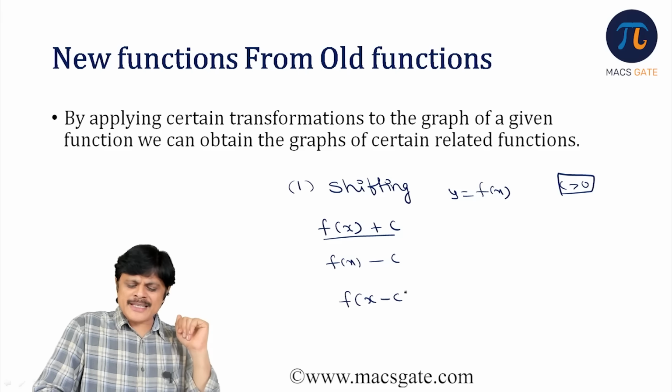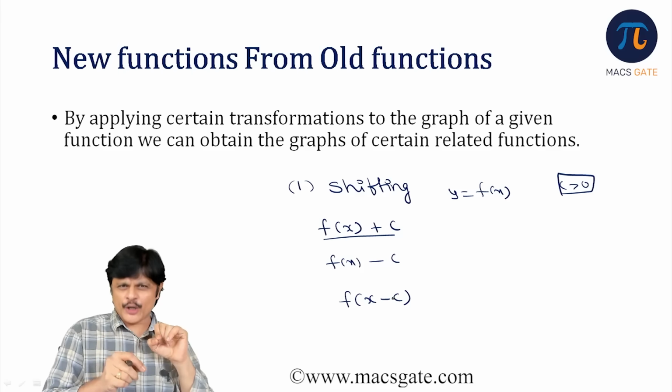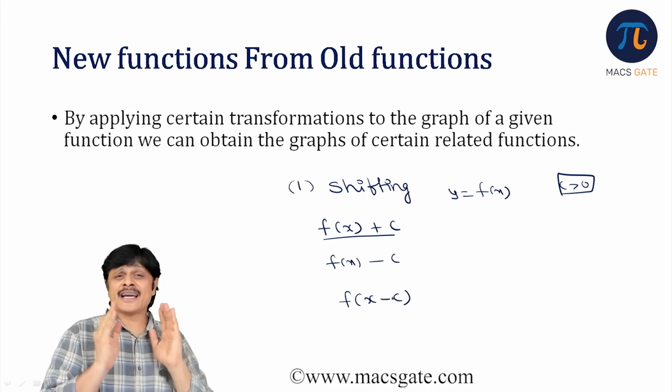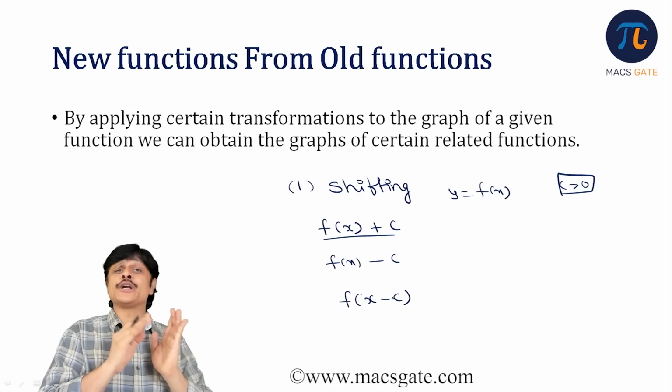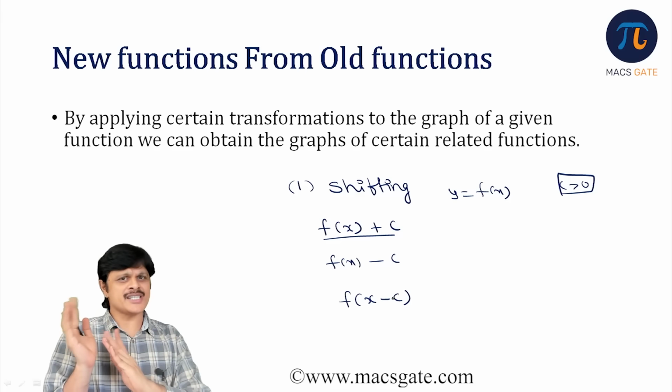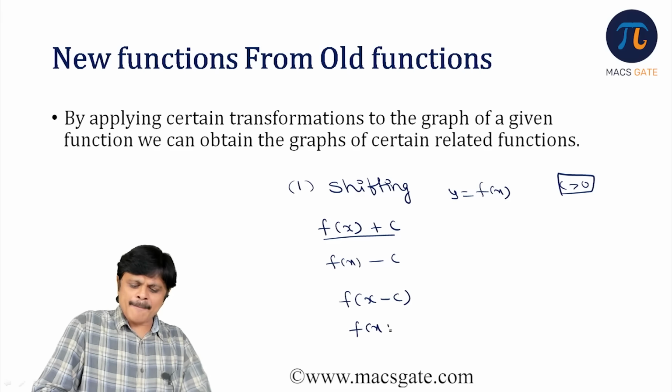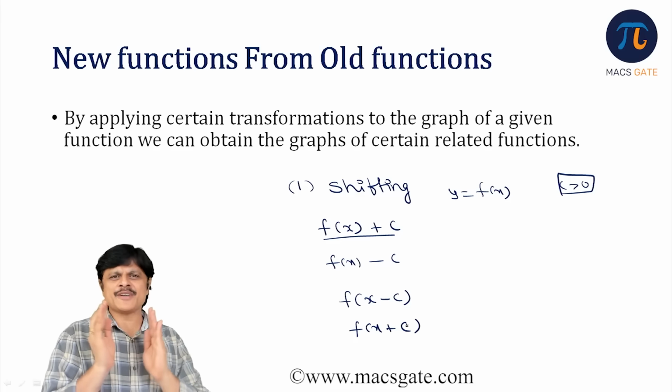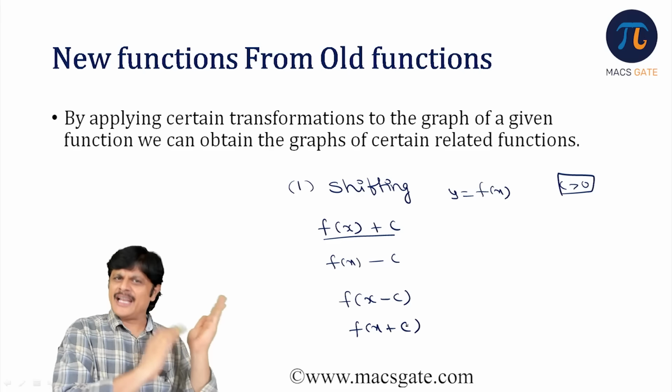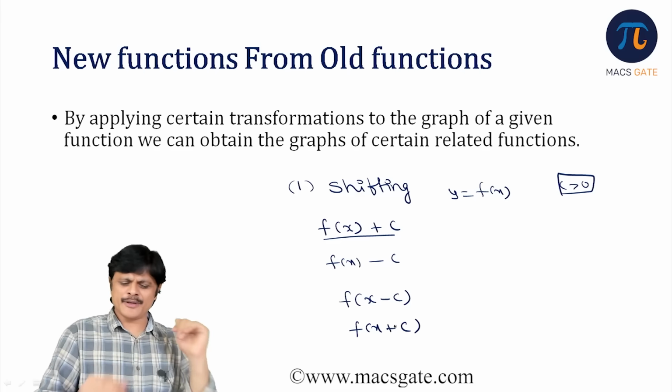And if you subtract c from the argument, that is f(x minus c), the graph will be shifted c units to the right side. That is a horizontal shift. And f(x plus c), the same graph will be shifted c units left. When it is plus c, it is shifted c units left side.